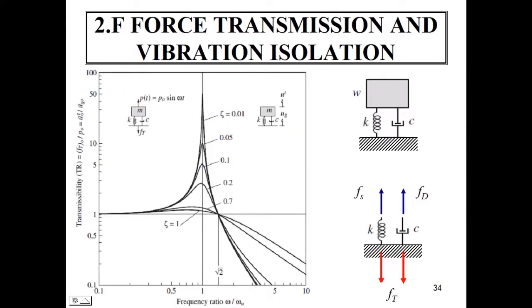The following figure shows the force transmissibility versus the ratio omega over omega n. It can be observed that damping decreases the transmitted force only if omega over omega n is less than the square root of 2. For the transmitted force to be less than the applied force, in other words, Tr less than 1, the natural frequency should be small enough so that omega over omega n is greater than the square root of 2.